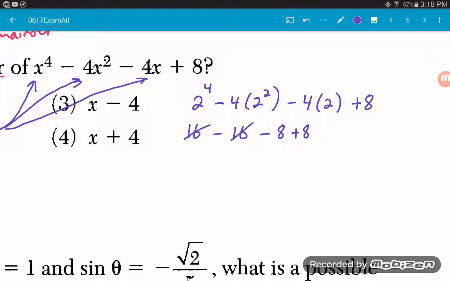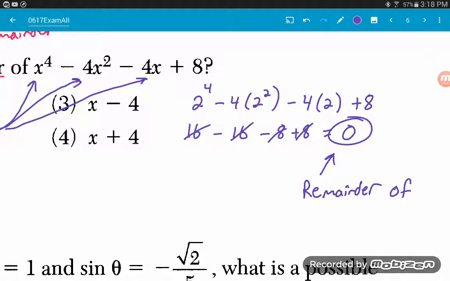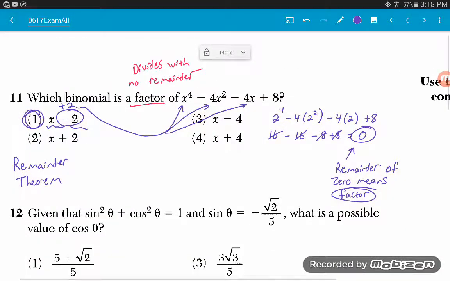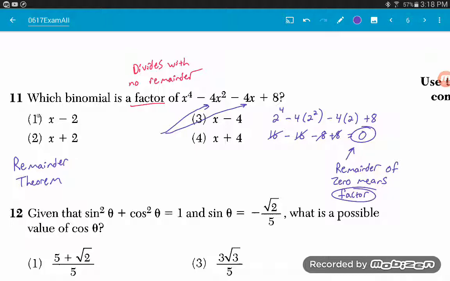Well, these are going to cancel out, and so will these. We'll be left with 0, and a remainder of 0 means factor. So when I plug in that number, I get a 0. That 0 is the remainder, and that remainder means that our answer is number 1.